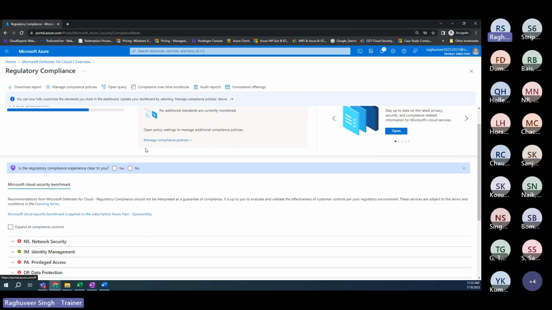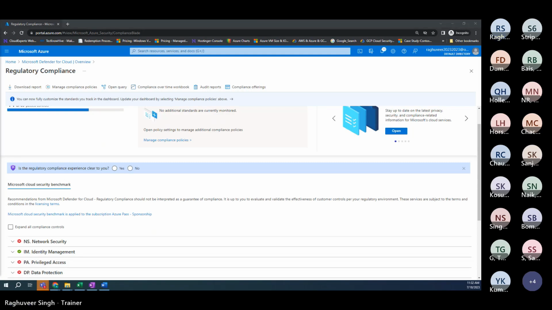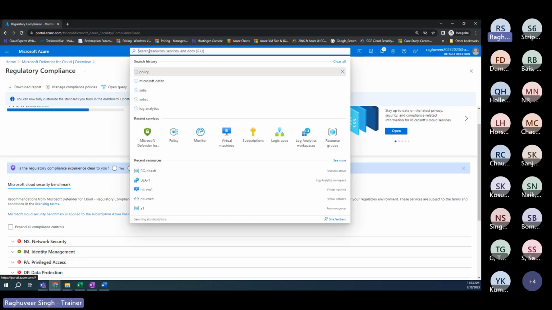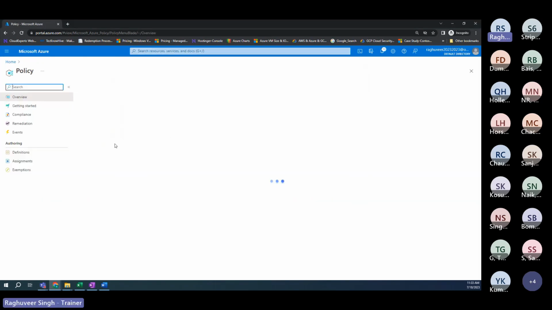So tomorrow when you come back to the same screen, you will see all the standards that you have enabled here right next to Microsoft Cloud Security Benchmark. One by one, they all will start to appear. It's just that they need a couple of hours to do the initial analysis and return the data to you. Okay. So this is where we see how we look for standards and compliance. Then go back to the policy once again.